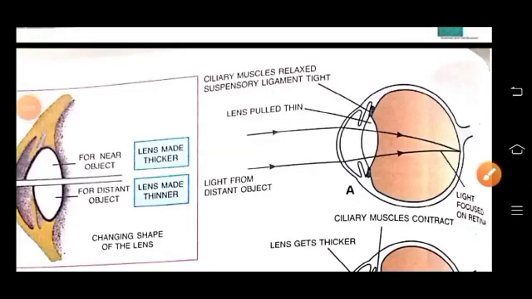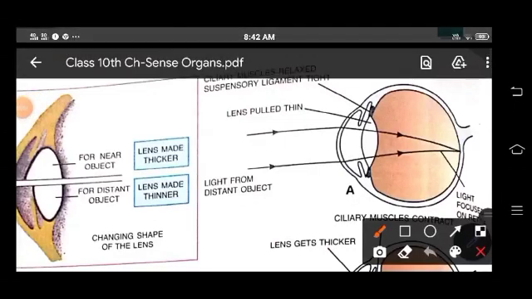Let's see the accommodation of the eye. Now this is for the distant objects, children. See here, these are the light rays coming from a distant object, and the image is forming on the retina. Now the lens becomes thin, the suspensory ligaments get tight, and the ciliary bodies get relaxed. So this is the accommodation of the eye when the light is coming from the distant object.